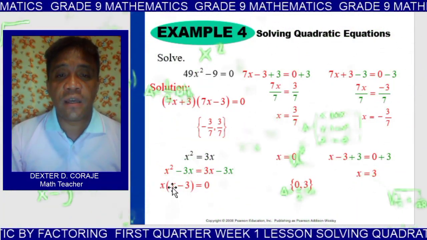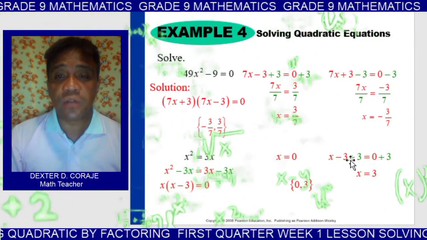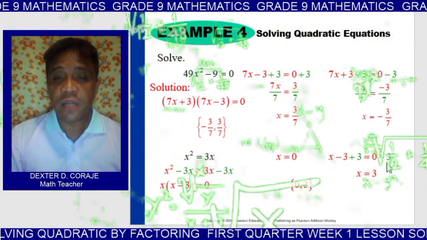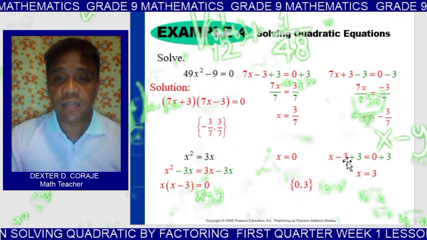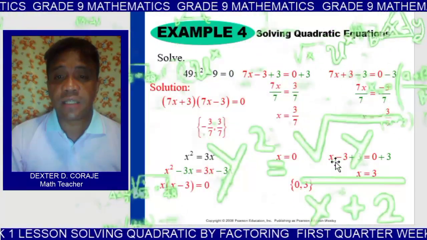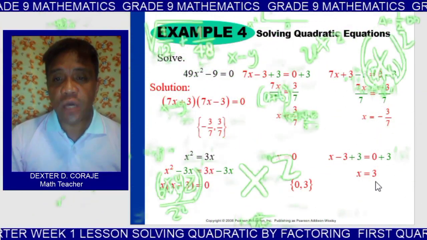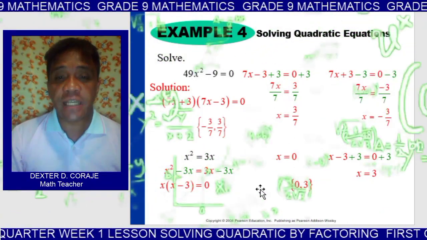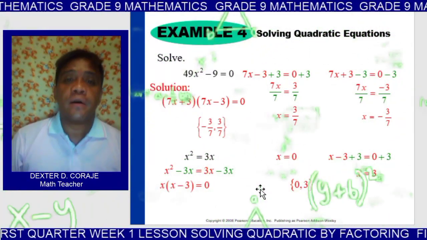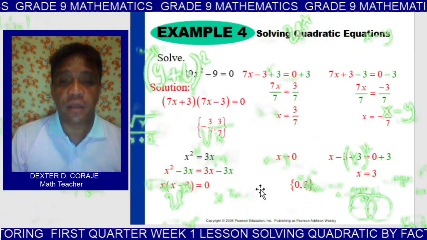So every factor set to 0, so x is equal to 0, and the other one is x minus 3 is equal to 0. Then since we are looking for the value of x, add both sides by 3. So we have now x minus 3 plus 3 is equal to 0 plus 3. And so x now is 3. So the value of x for the second problem of example number 2 is 0, 3.